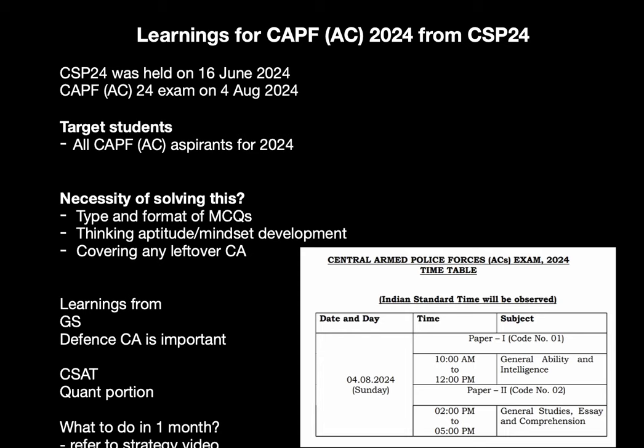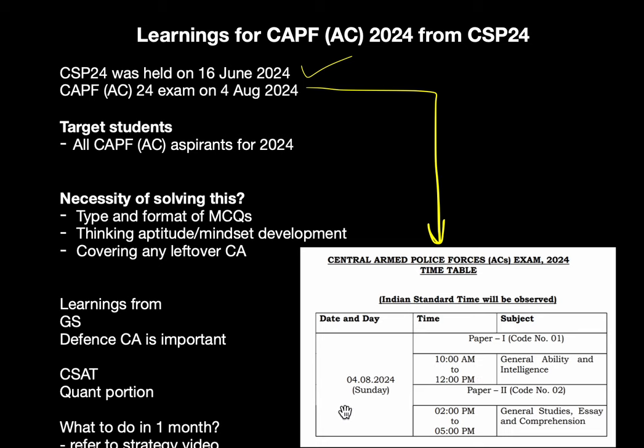Welcome to this session on the learnings for CAPF AC 2024 from the Civil Services Prelims 2024. Civil Services Prelims was held on 16th of June 2024, about 10 days ago, and the CAPF AC 24 is to be held on 4th of August, and the official timetable has been released by UPSC. Here I have pasted a screenshot of that.